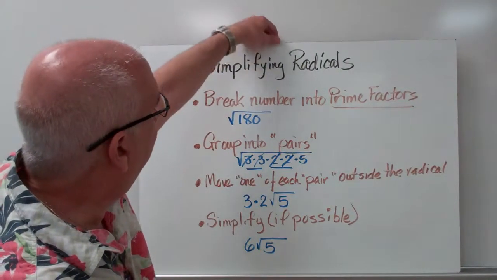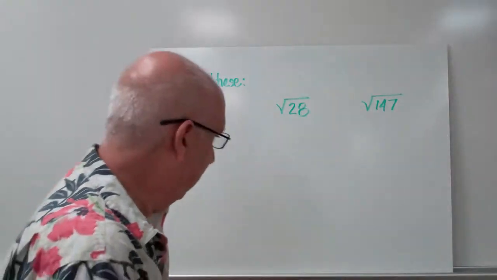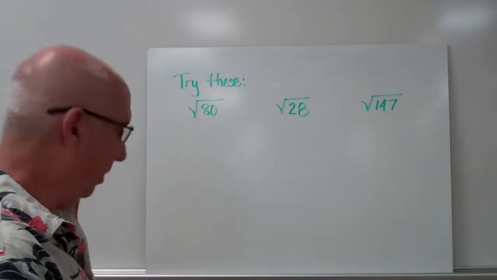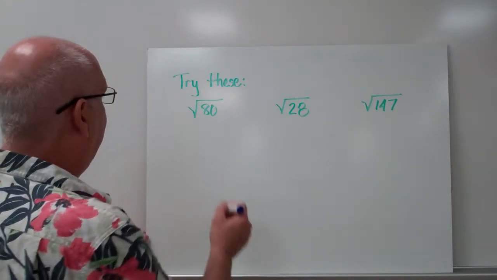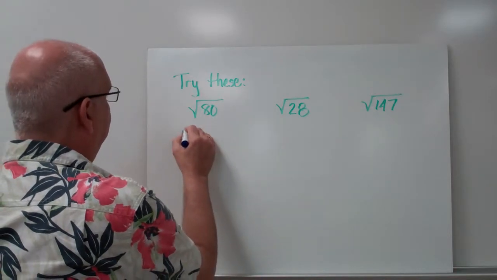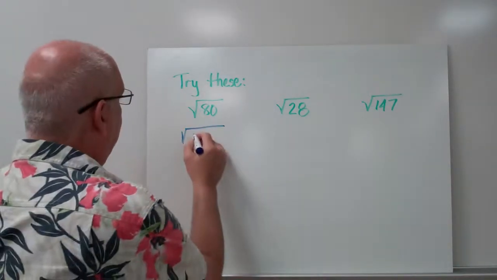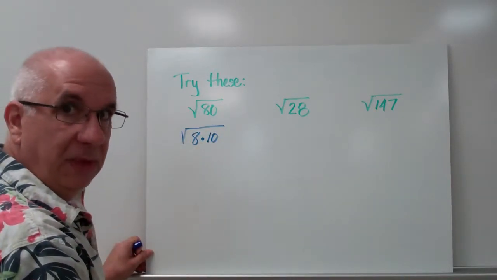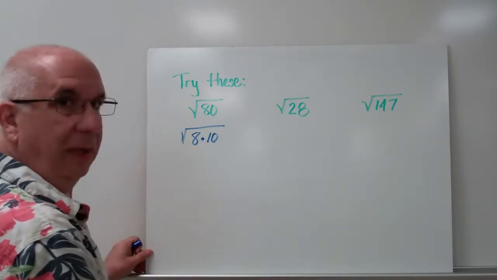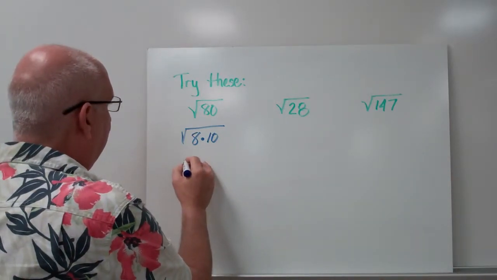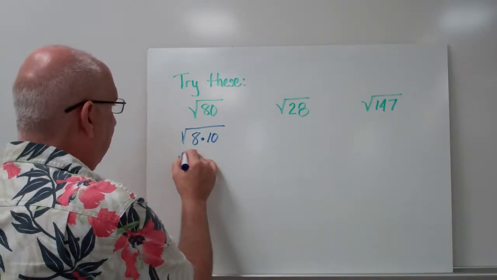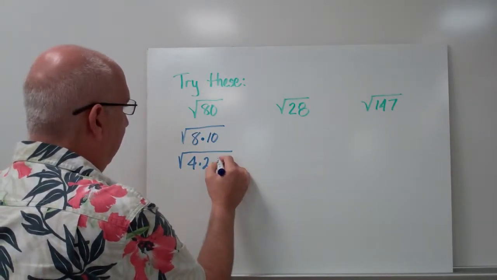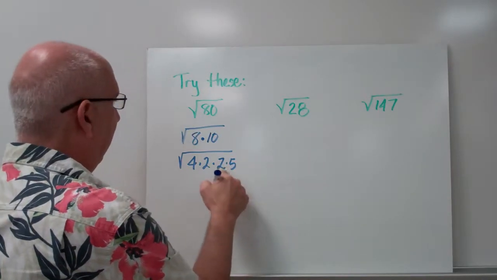I want you to try 3 with me now. The first one is the square root of 80. Again, the first step is to break it into prime factors. So the square root of 80, well, 2 factors are 8 times 10. Are these prime factors? No. You keep working. Break this 8 into another factor, which is going to be 4 times 2, times 5 times 2. That gives me the 10.